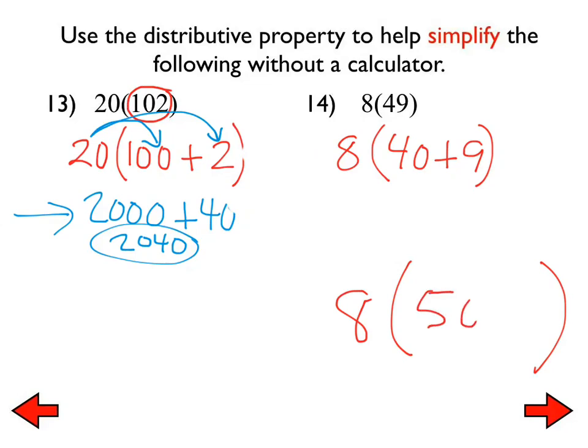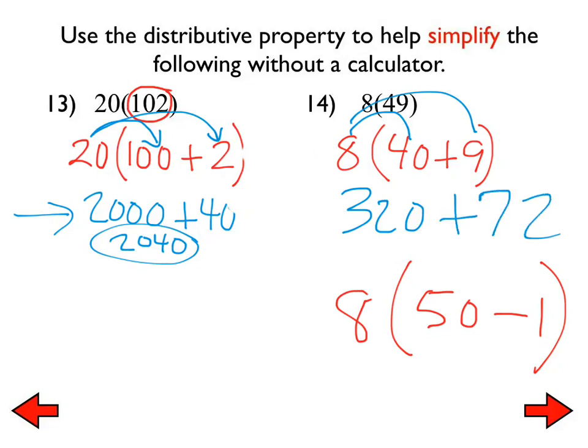Now, before we even go on here, you have to think in your head which one would be easier to use the distributive property in my head, because every single one of these, you will have two choices. So let's do both of them. What is 8 times 40? 320. What is 8 times 9? 72. And 320 plus 72 is 392. Now watch, we'll get the same answer the other way.